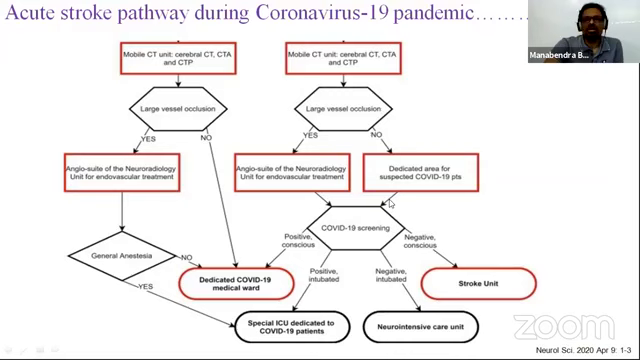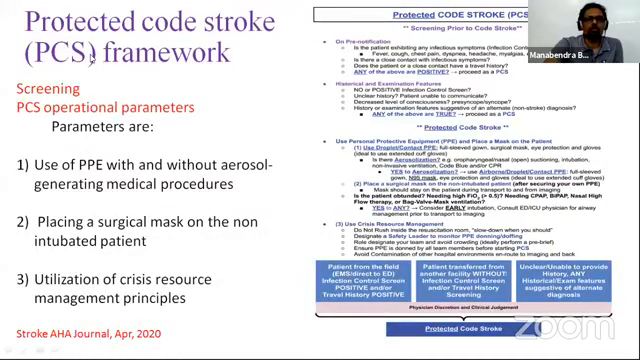There is also a protected code stroke, which has been mentioned in the AHA stroke journal. Whenever stroke patients come in, prior screening is very important. If the infection-related screening is positive, then they activate the protected code stroke. This means the use of PPE with or without aerosol-generating procedures, placing a surgical mask on the patient, and also the use of crisis resource management, that is, the safety of the patients and how they will be dealt with. This is very popular in acute stroke management.